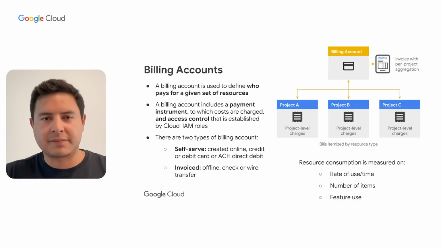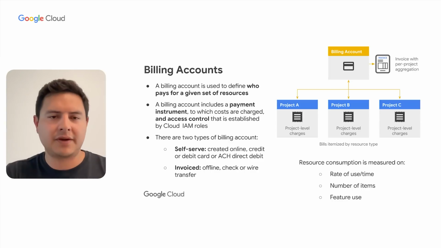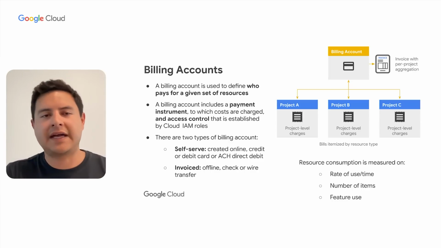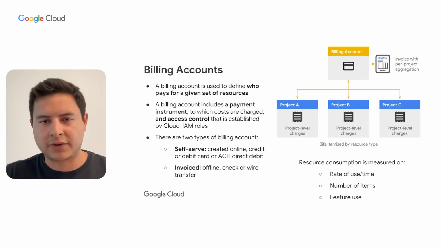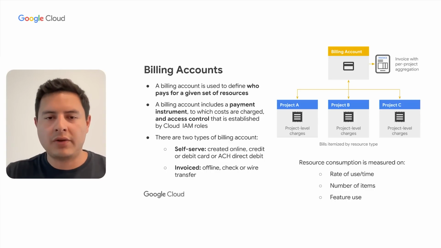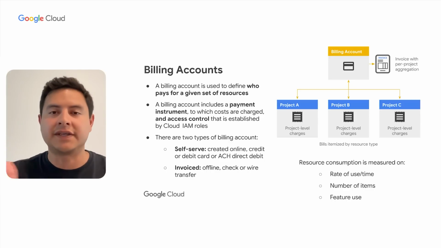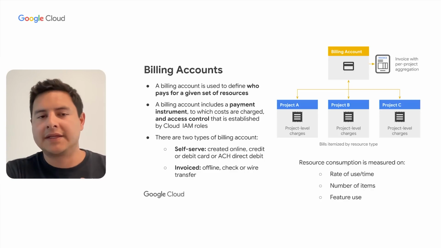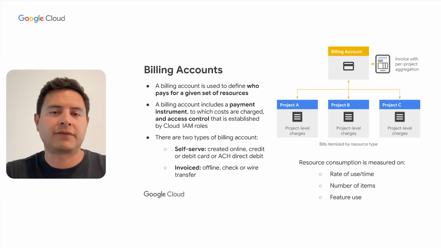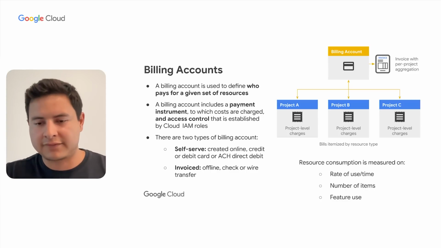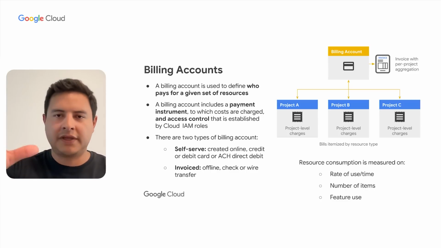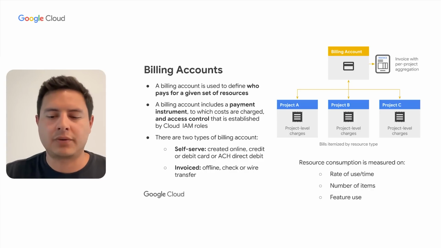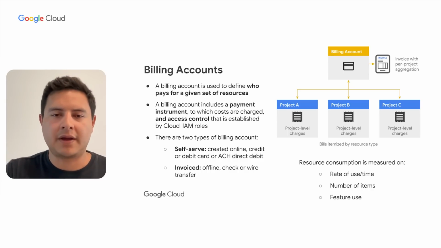The resource consumption is measured on rates or usage time, number of items, or feature use. That is to say, it is any service that you use within Google Cloud, and all of the services include some free tiers. There are some free tier links that we'll share later today, but that will also include those credits for those free tiers. We won't ever charge you for those free tiers, but that will be reflected on the bill or the report later on in the month.